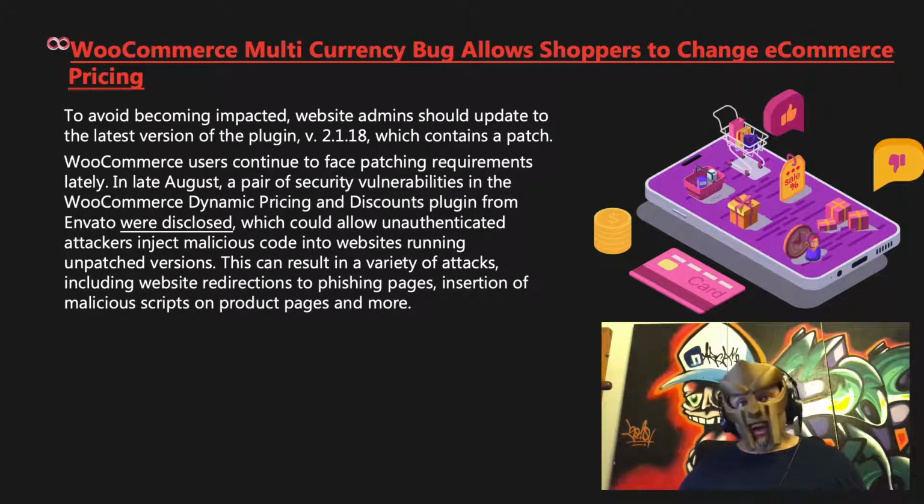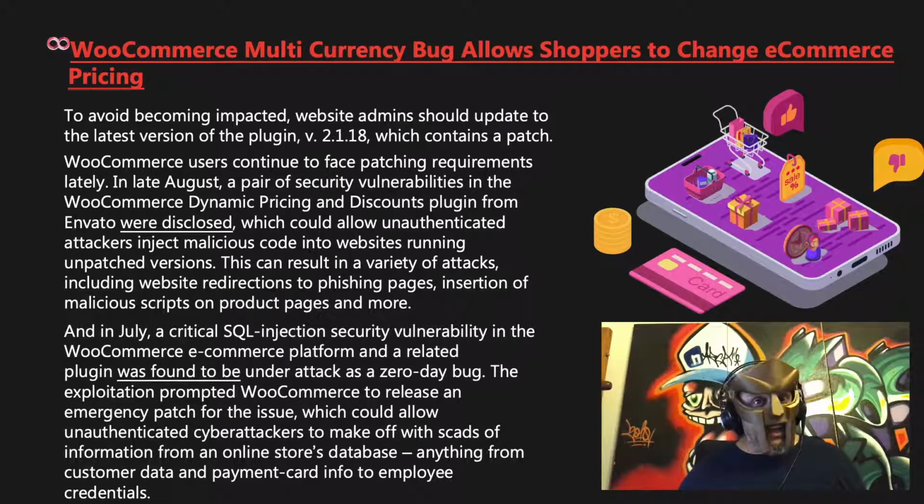This can result in a variety of attacks, including website redirections to phishing pages, insertion of malicious scripts on product pages, and more. And in July, a critical SQL injection security vulnerability in the WooCommerce e-commerce platform itself and a related plugin was found to be under attack as a 0-day bug. The exploitation prompted WooCommerce to release an emergency patch for the issue, which could allow unauthenticated cyber attackers to make off with scads of information from an online store's database, anything from customer data and payment card info to employee credentials.